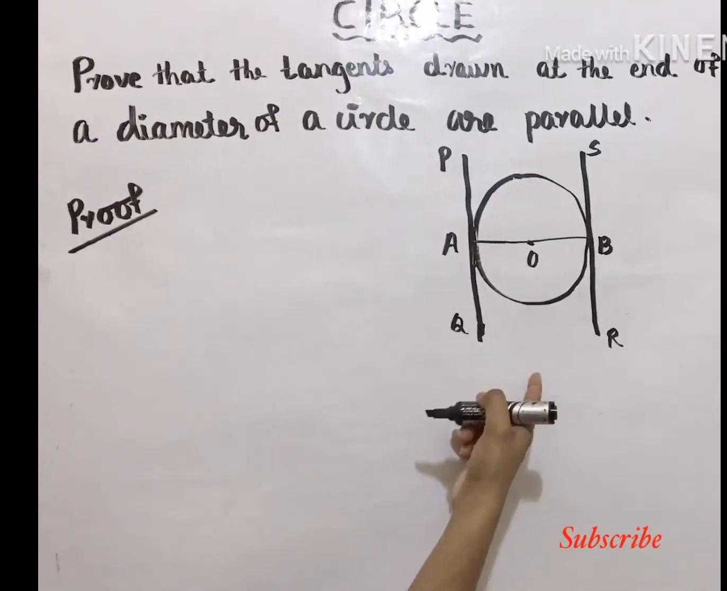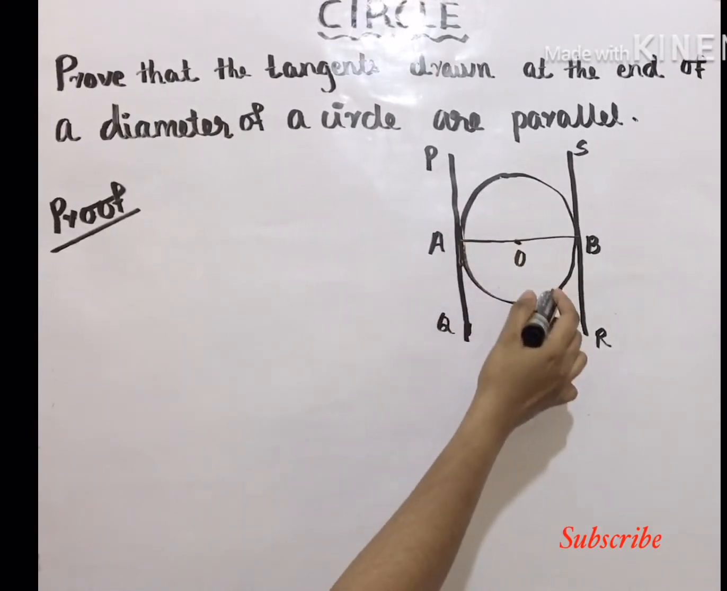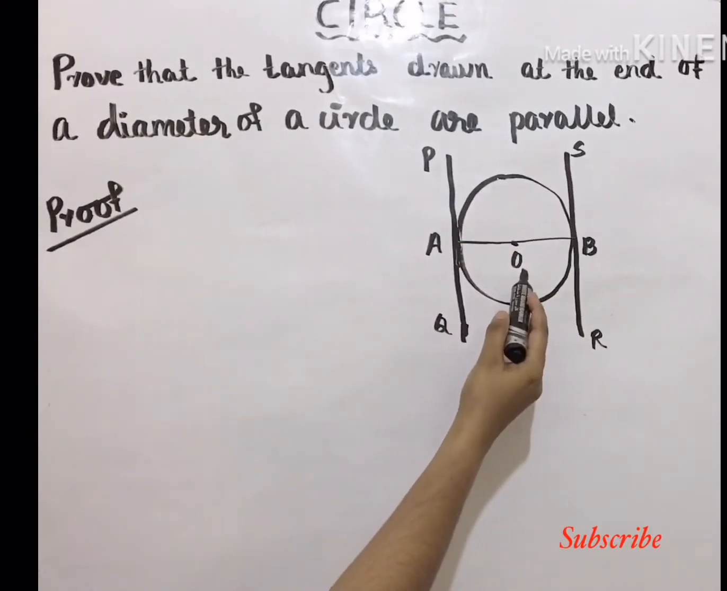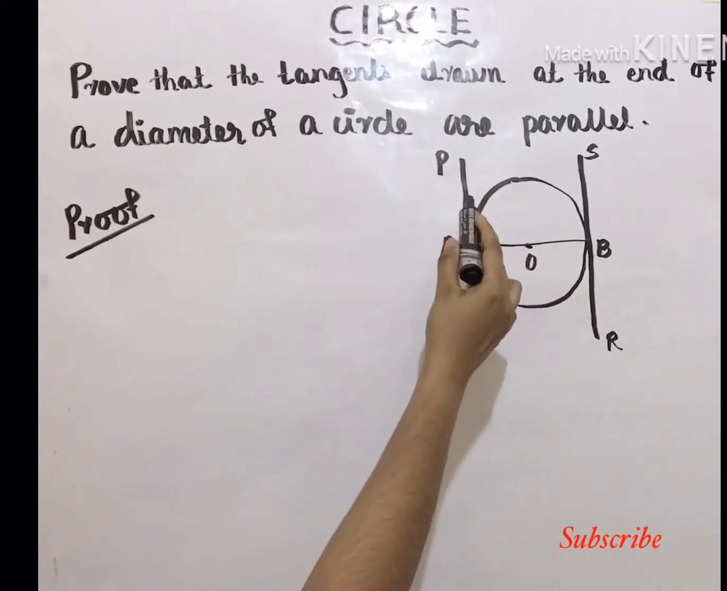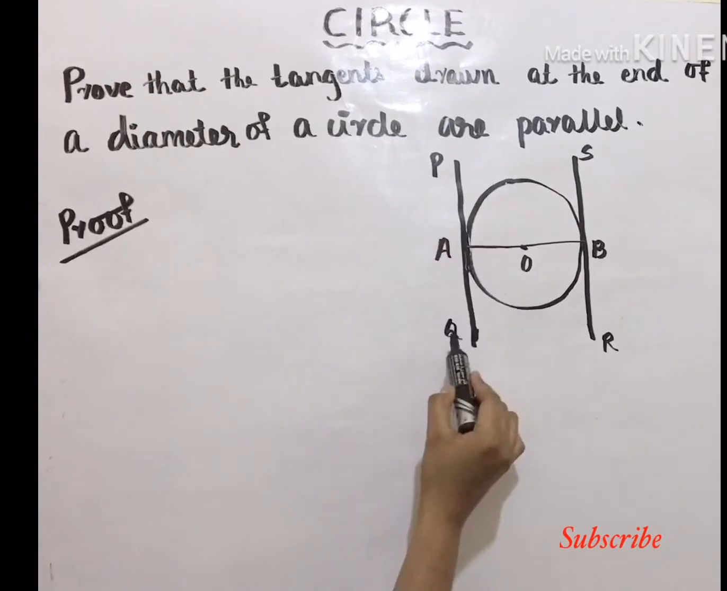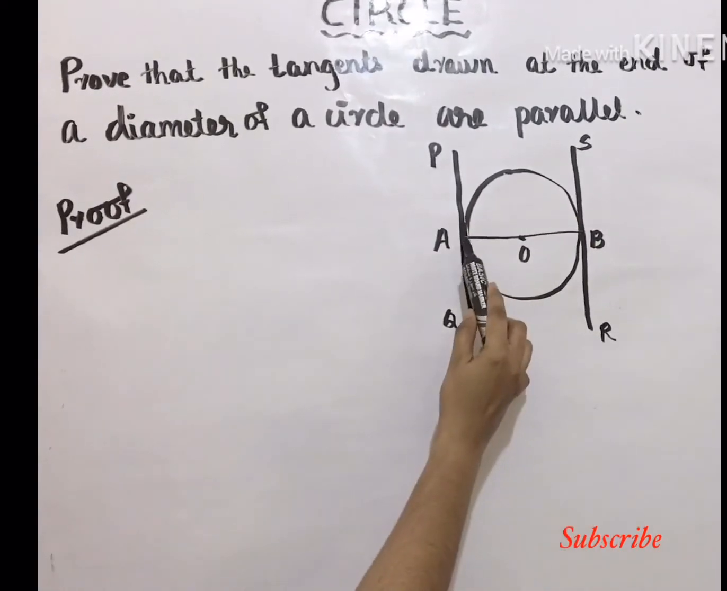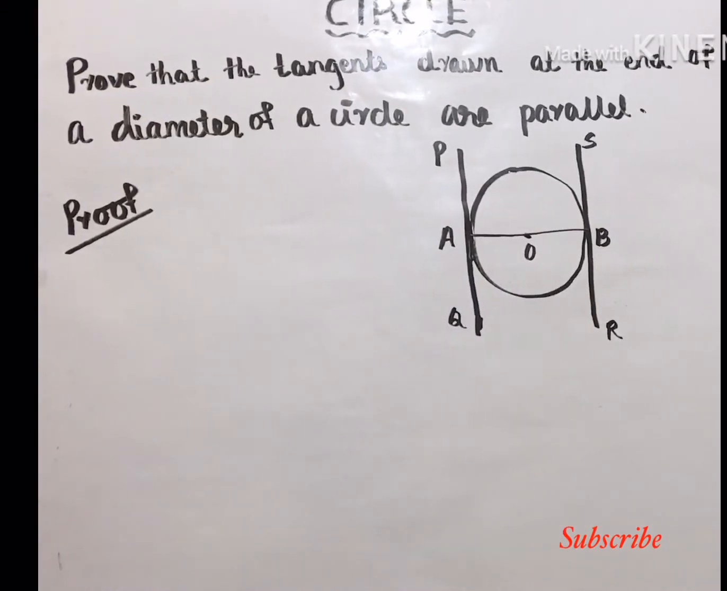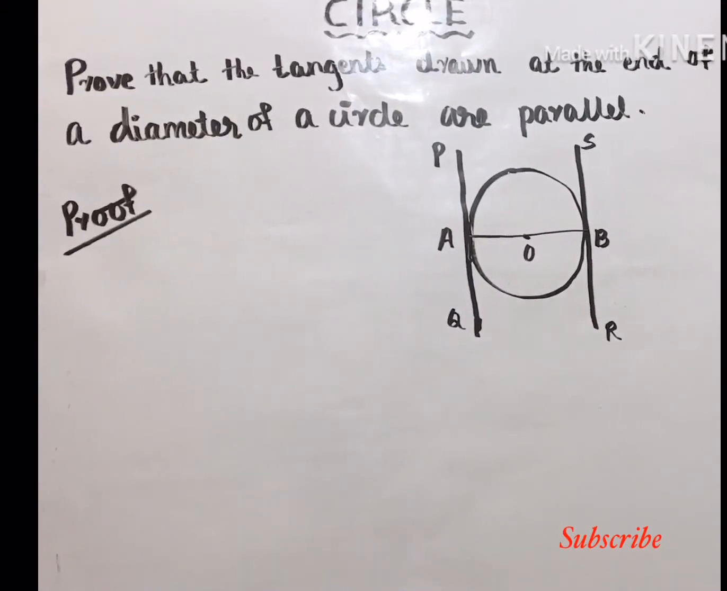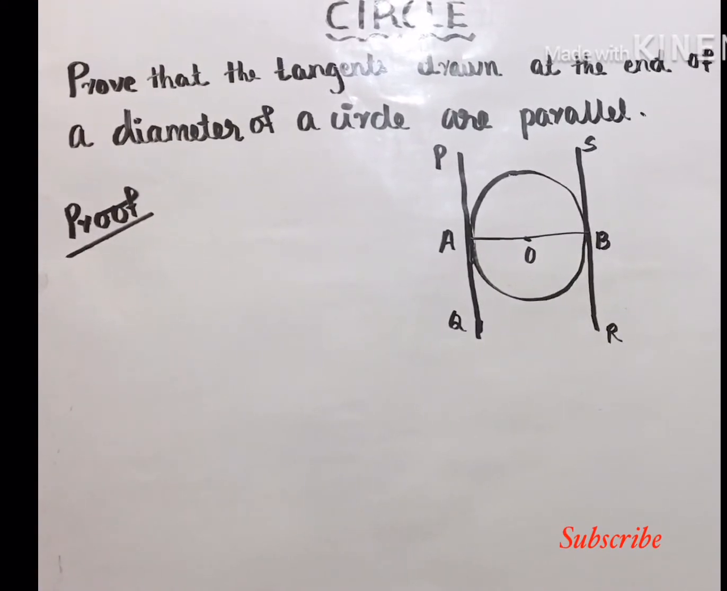I have drawn the figure here, and we can see a circle with center O and diameter AB, and there are two tangents, PQ and SR, that touch the circle at the points A and B respectively. So we have to show that the lines PQ and SR are parallel.